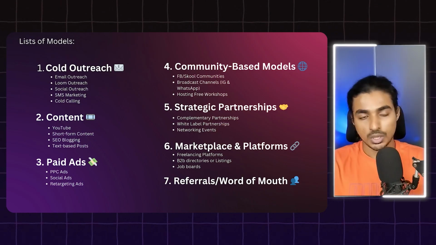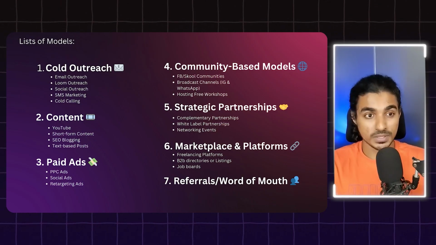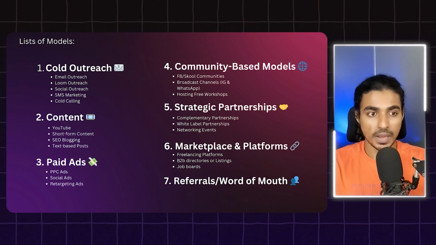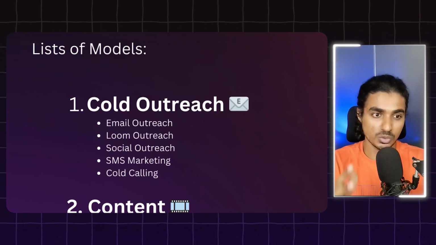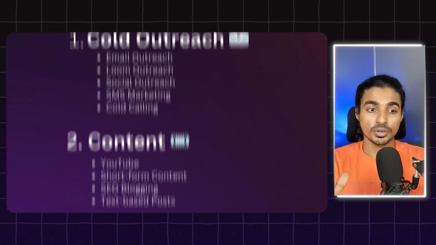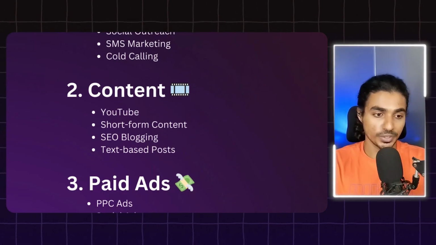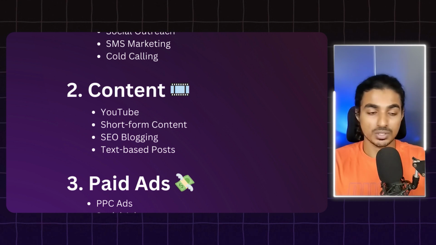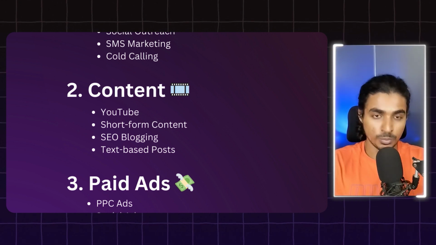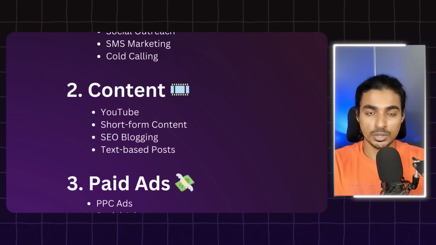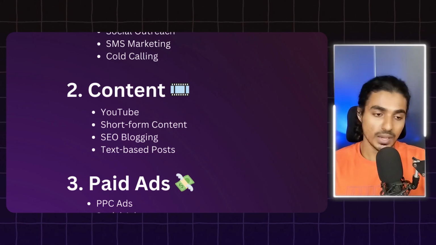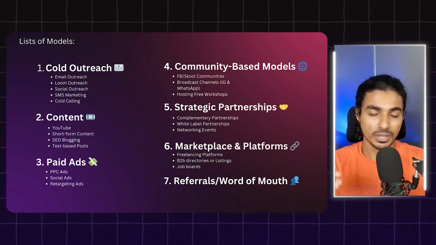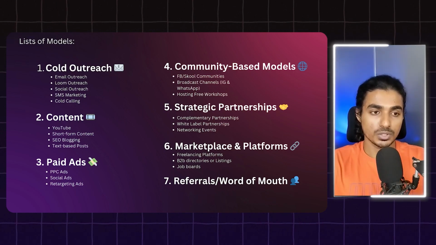So on the screen right now, I have a list of all the popular acquisition models and their types based on the strategy and platform. For example, cold outreach can be further divided into email outreach, Loom outreach, social. For content, I'm primarily referring to video content, right? Since video content is very versatile, you can repurpose it into short form content. You can take this transcript, convert it into a blog post, and then generate text-based posts for Twitter using AI, stuff like that. So that is how I've categorized different segments of each of these models.